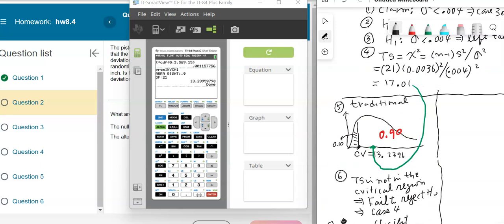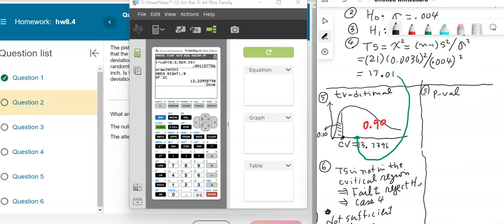Now, if you use the p-value method, the p-value is the area from the test statistic. This one is now 17.01. It's a left tail, so we have to get this area. So what is this area? This area becomes the p-value.